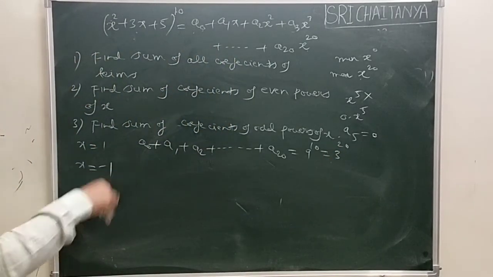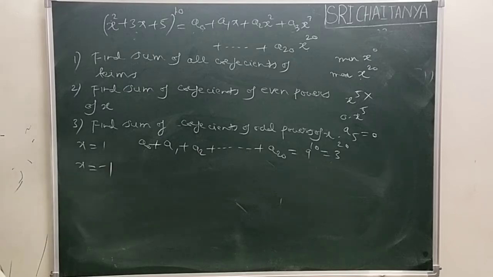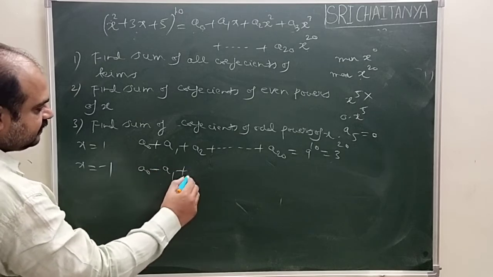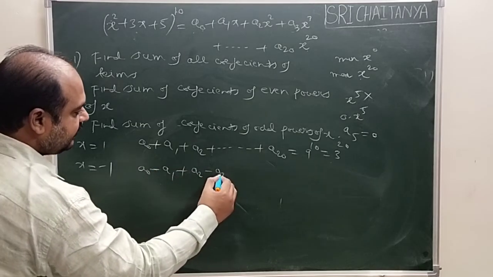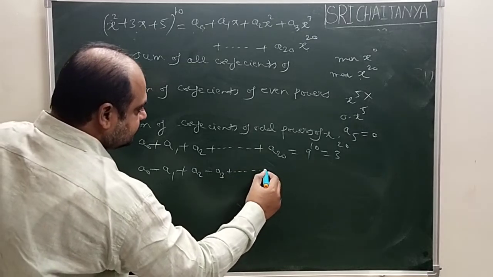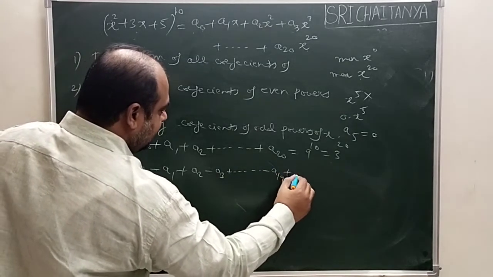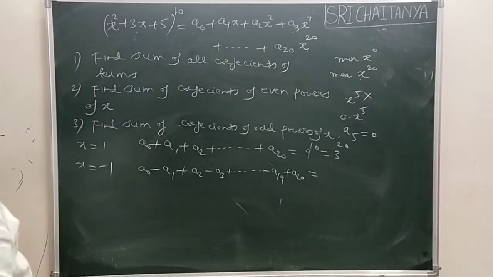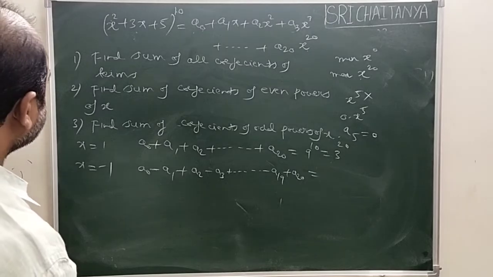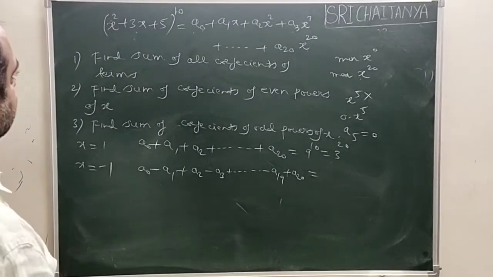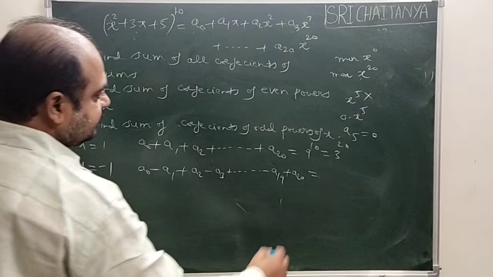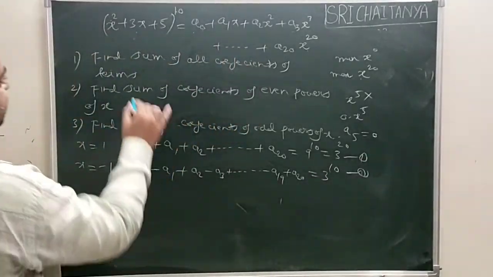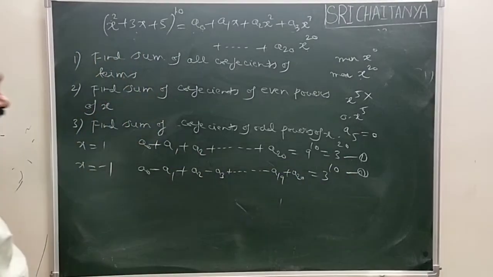Next, substitute minus 1. That gives A0 minus A1 plus A2 minus A3 and so on, minus A19 plus A20. What do we get if we substitute minus 1 there? 5 minus 3, 2, plus 1, 3 to the power 10, so 2 to the power 10. So for the first question, the answer is 3 to the power 20 that you got.